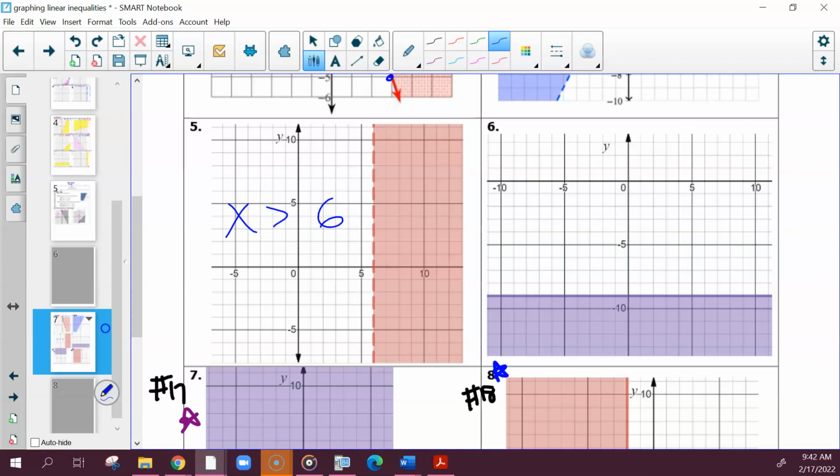For 6, this would be an X or a Y? Y. This is at negative 9. This has to be an equal to, is it less than or greater than? Less than. And then or equal to.